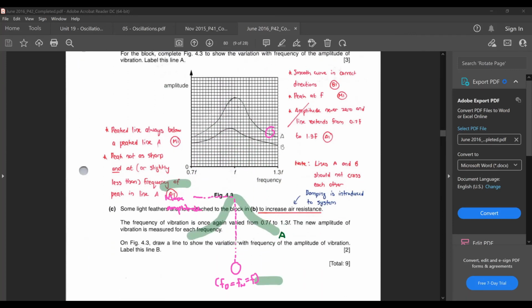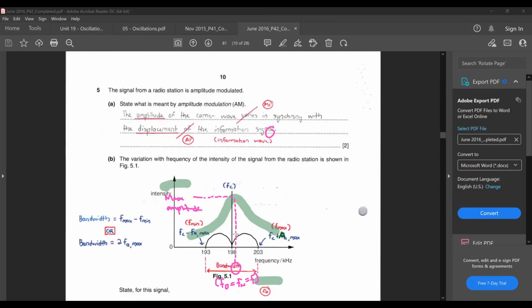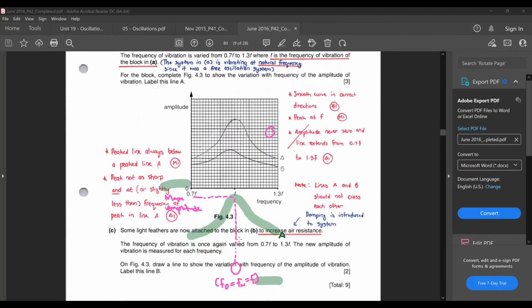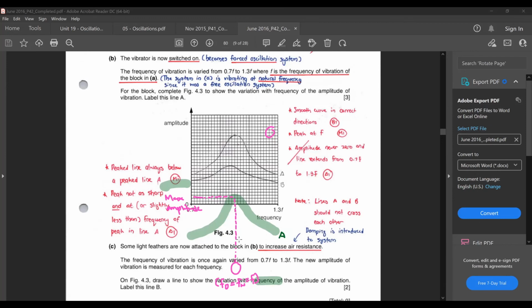Now we look at part C. Okay, part C, let me just find it from here. Now you read the subsequent question in part C. They mention this: light feathers are now attached to the block to increase air resistance. The frequency of vibration is once again varied from 0.7F to 1.3F, and the new amplitude of vibration is measured for each frequency. On the same figure, draw a line to show the variation with frequency of the amplitude of vibration.